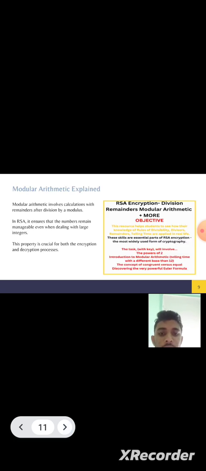Modular arithmetic explained. Modular arithmetic involves calculations with remainders after division by a modulus. In RSA, it ensures that the numbers remain manageable even when dealing with large integers. This property is crucial for both encryption and decryption processes.